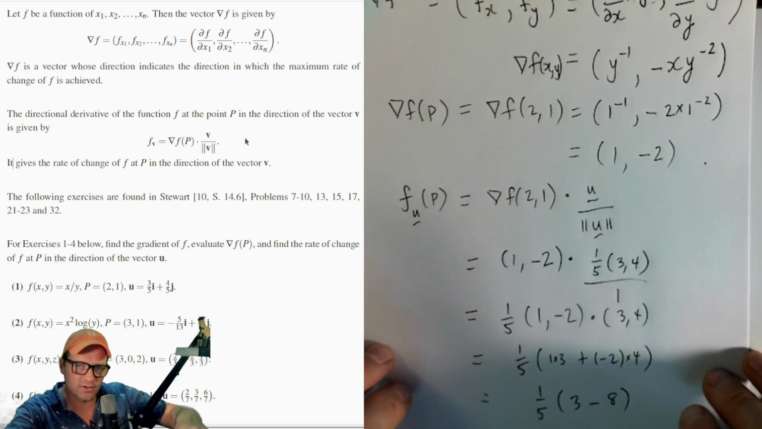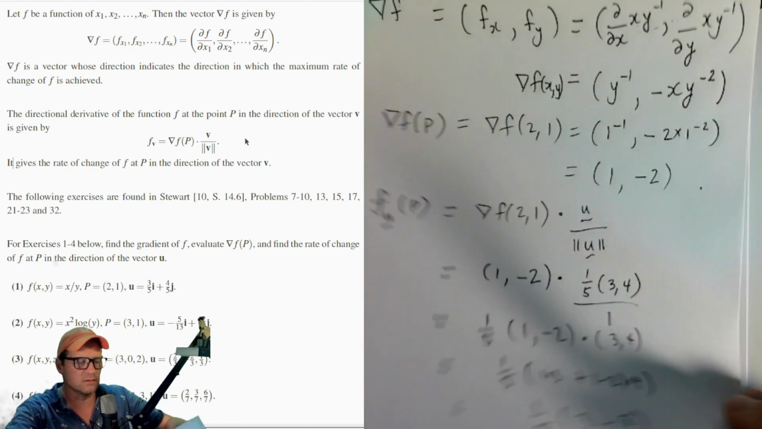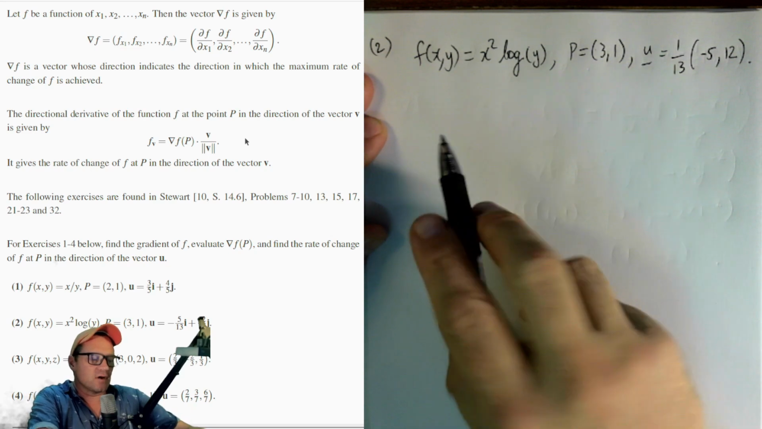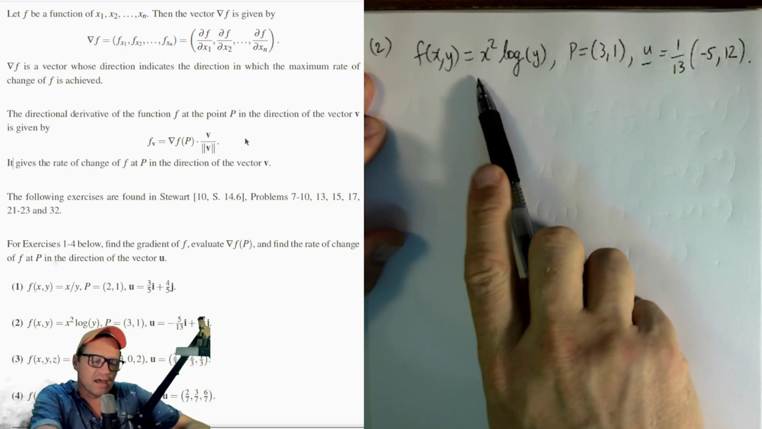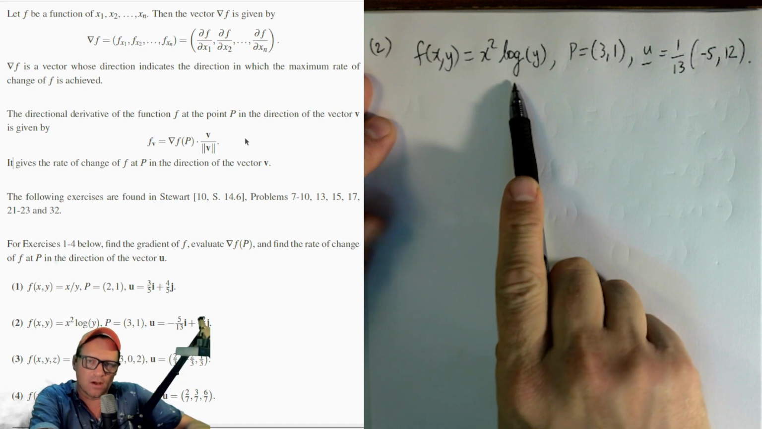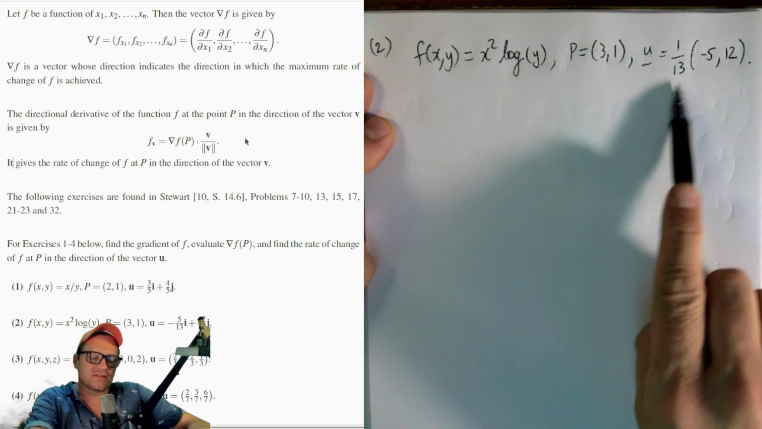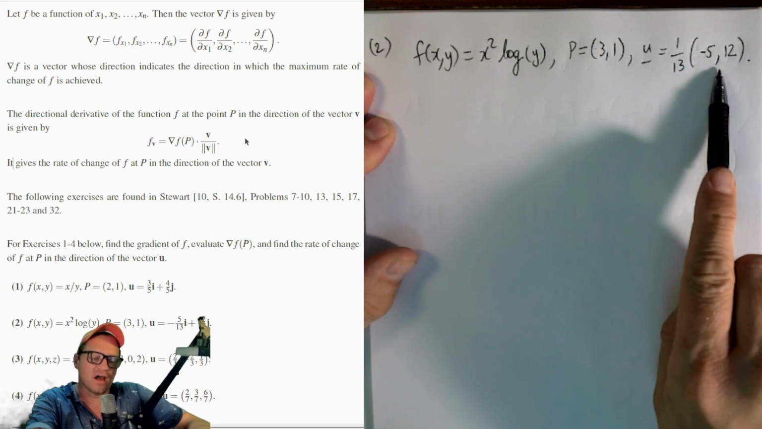So in question 2, we're doing the same thing, but with a different function, a different point, and a different vector. Here we've got a function of x and y, given by x squared times the natural log of y. In mathematics, when we write log, we tend to mean the natural log. The point is (3, 1), and the vector is 1/13 of (-5, 12).